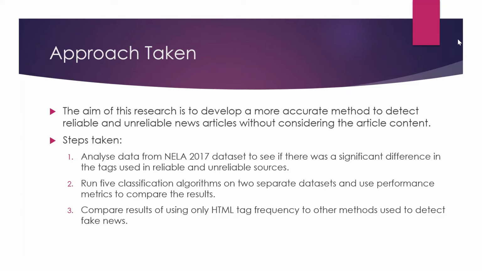The aim of this research was to develop a more accurate method to detect reliable and unreliable news articles without having to consider the article content itself. There were 3 steps taken in this research. 1, to analyze the data from the chosen data set to see if there were any significant differences between the tags used in unreliable or reliable sources.